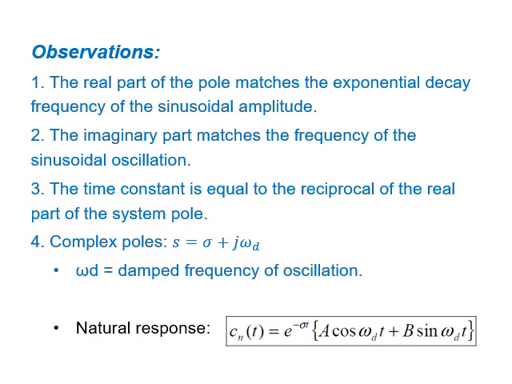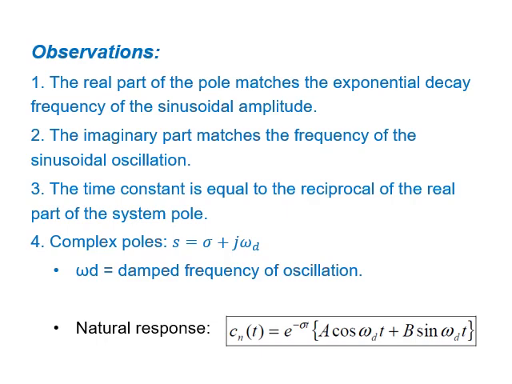Let us go through these observations before we go to the definition of the parts of the response given earlier. The first observation: the real part of the pole matches the exponential decay of the sinusoidal amplitude. The second: the poles have a real part and an imaginary part, and the imaginary part matches the frequency of the sinusoidal oscillation. So the real part talks about the exponential decay, and the imaginary part talks about the frequency of the sinusoidal response.